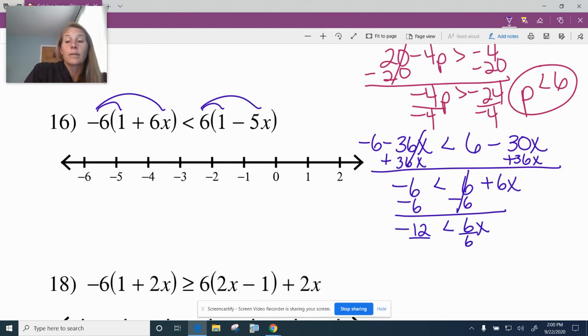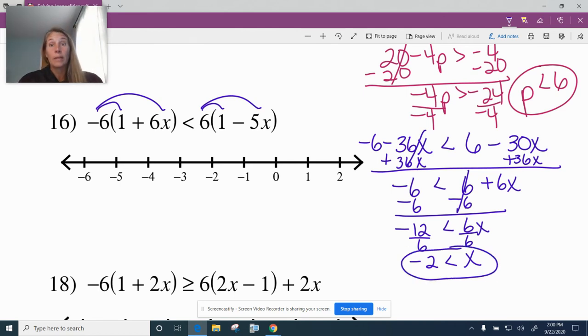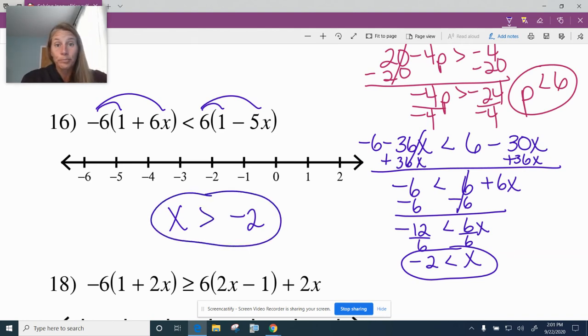Divide by 6. Now notice I'm dividing, but not by a negative, so I do not change my inequality sign direction. Now this time, I ended up with my variable on the right. But to graph it, I always find it easier to have my variable on the left. So if I want to put my x on the left and my negative 2 on the right, that's fine, but then I have to switch my inequality to face the other direction.